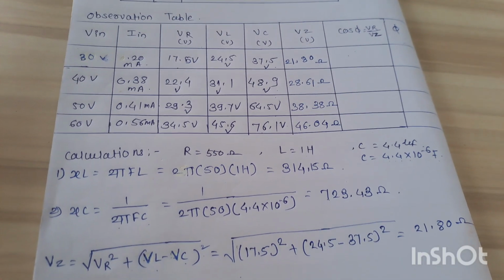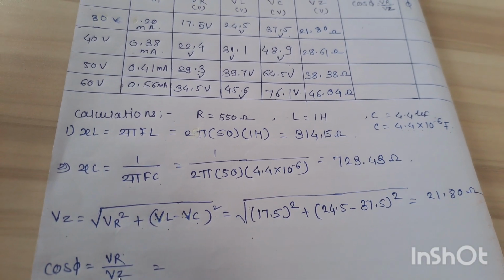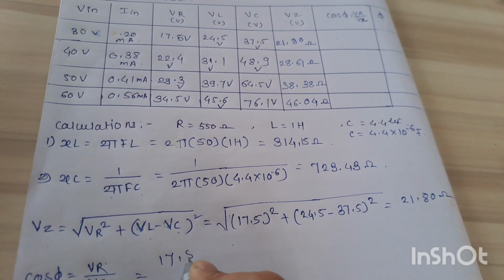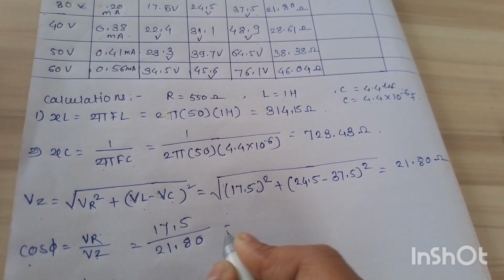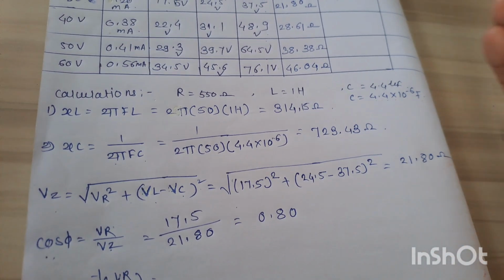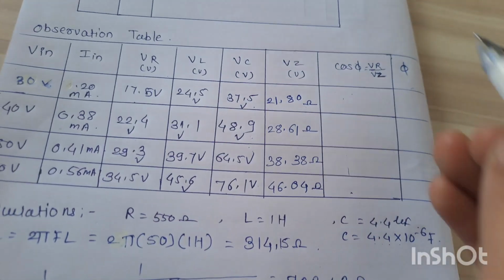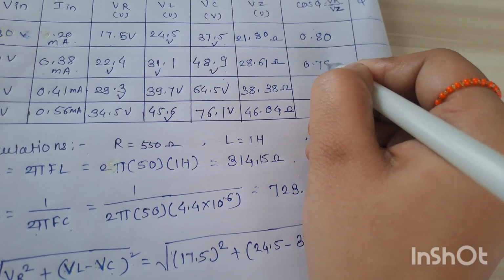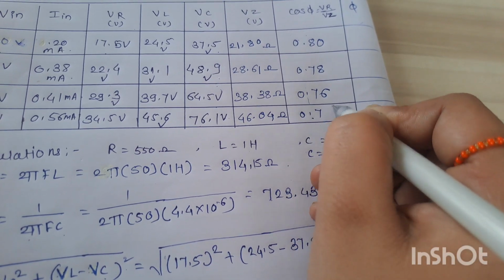To calculate cos phi for each reading, the formula is VR upon VZ. For the first reading, we calculate VR 17.5 divided by VZ 21.80. So we get power factor 0.80. Similarly we calculate cos phi for each reading: for the first reading, cos phi is 0.80, for second 0.78, third 0.76 and fourth 0.74.